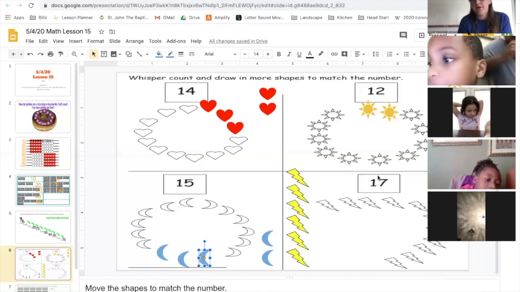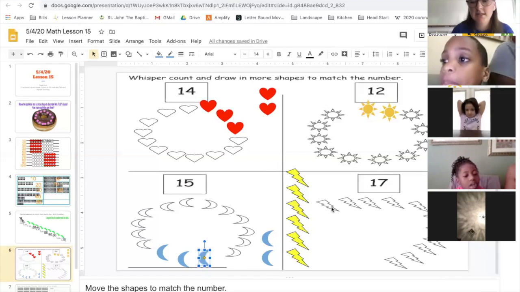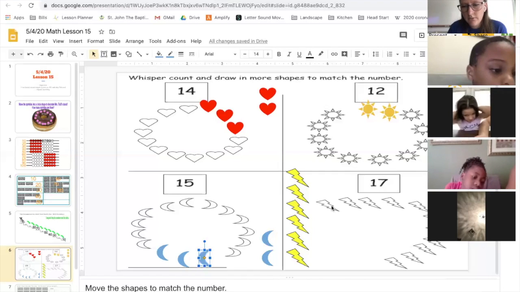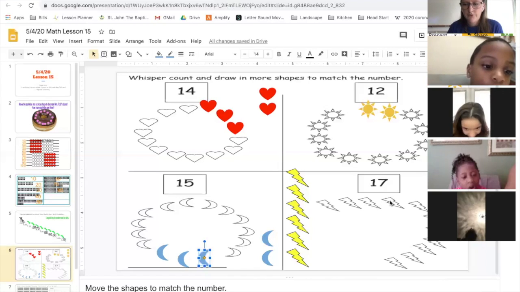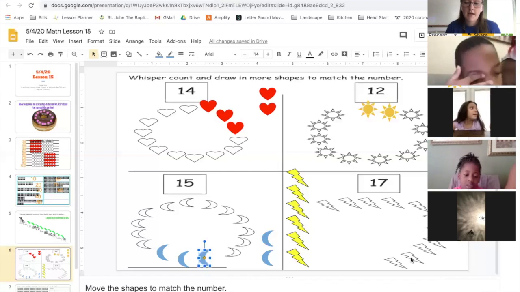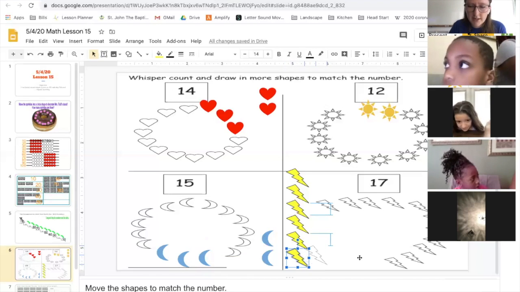And the last one is the lightning bolt. Carson, what's this number? 17. So let's count our lightning bolts that they gave us. 1, 2, 3, 4, 5, 6, 7, 8, 9, 10, 11. So you have 11.